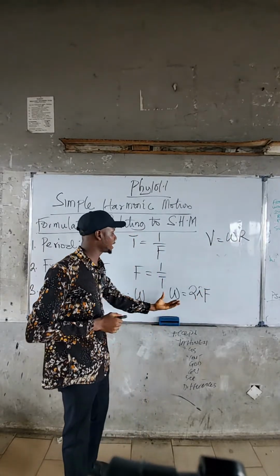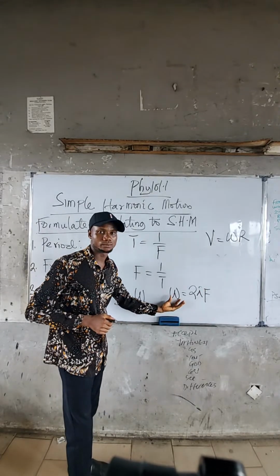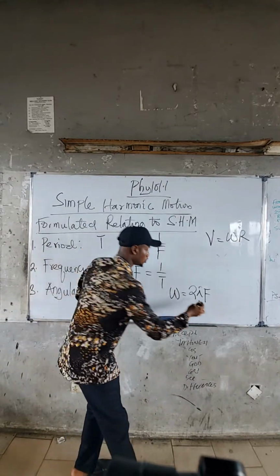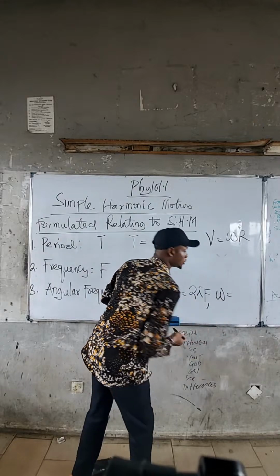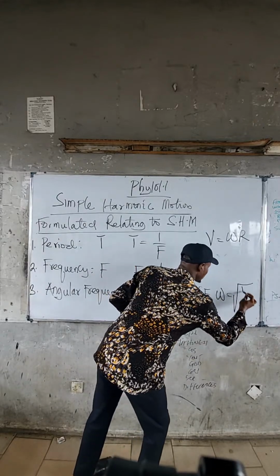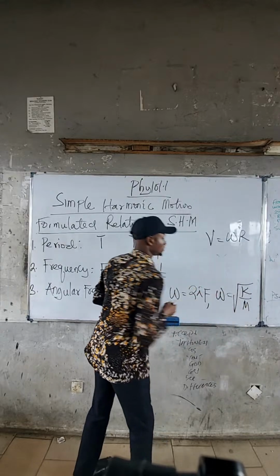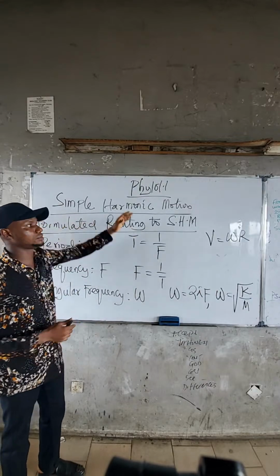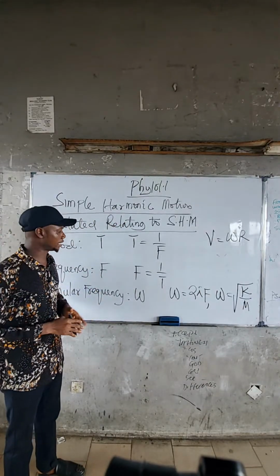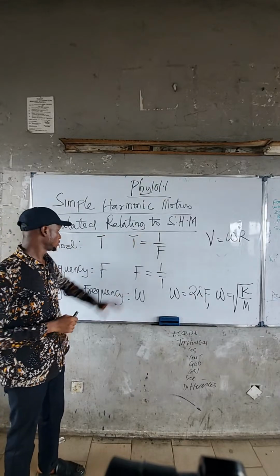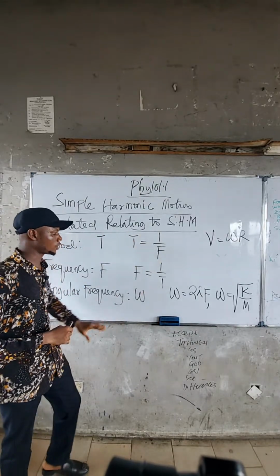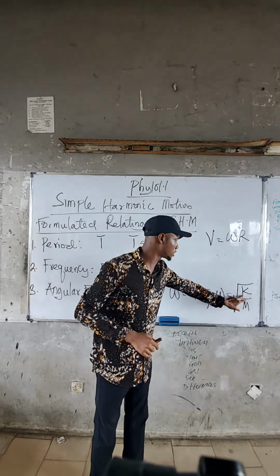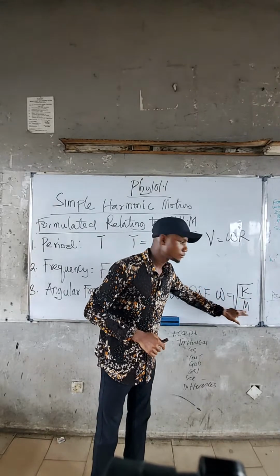We can also write the formula for angular frequency in terms of spring constant or stiffness. Omega in terms of spring constant is the square root of K over M. Please take note. These are the formulas we have to consider as far as SHM is concerned: period is this, frequency is this, angular frequency is this, while in terms of spring constant or stiffness, K represents stiffness and M represents mass.